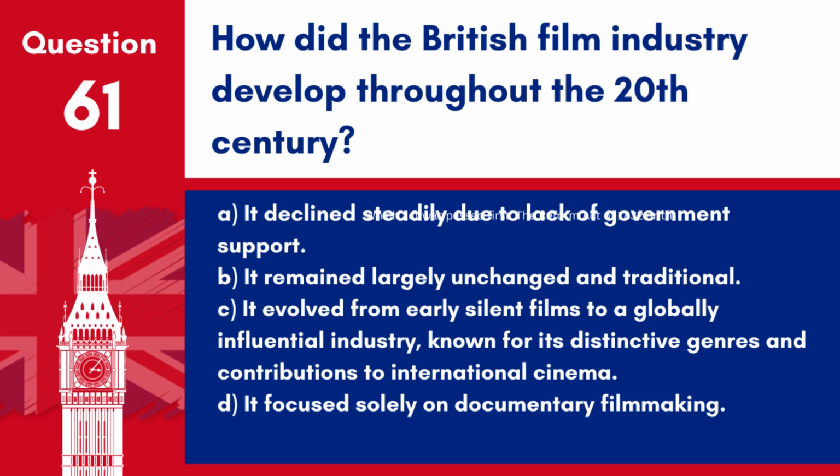How did the British film industry develop throughout the 20th century? A. It declined steadily due to lack of government support. B. It remained largely unchanged and traditional. C. It evolved from early silent films to a globally influential industry, known for its distinctive genres and contributions to international cinema. D. It focused solely on documentary filmmaking.